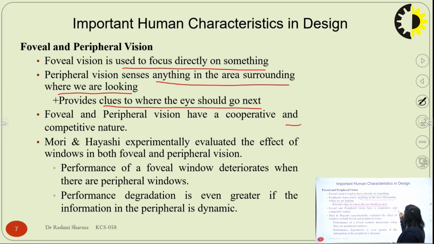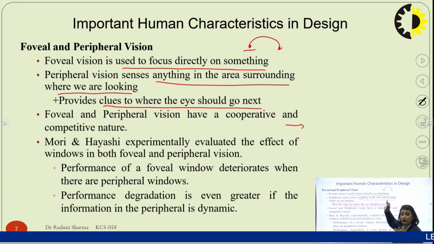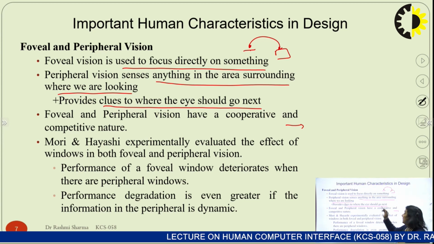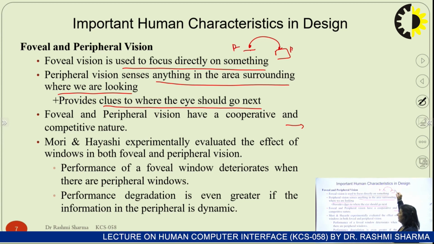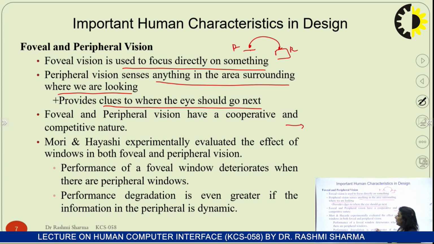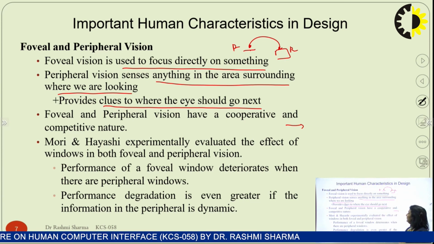When you have a blinking area, a blinking thing with a different color which attracts your eye, you have to switch your vision from this location to this location, because this point was a normal color, but here you have something highlighted or blinking, so your eye goes to that catchy area. So this is your foveal area and this is your peripheral area. The foveal and the peripheral vision have a cooperative and a competitive nature.